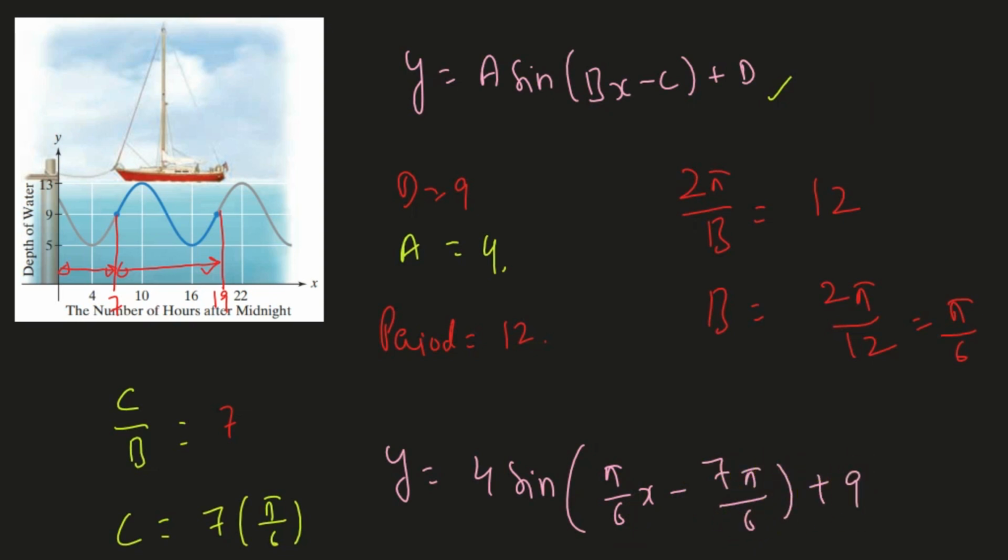So this is the required form, and by using this equation we can tell what the depth would be at what time. Suppose you need to tell what the depth is at x equals 2 a.m. Let's plug x as 2 here to find y. So this is the significance, the utilization of these sinusoidal curves in our day-to-day life.